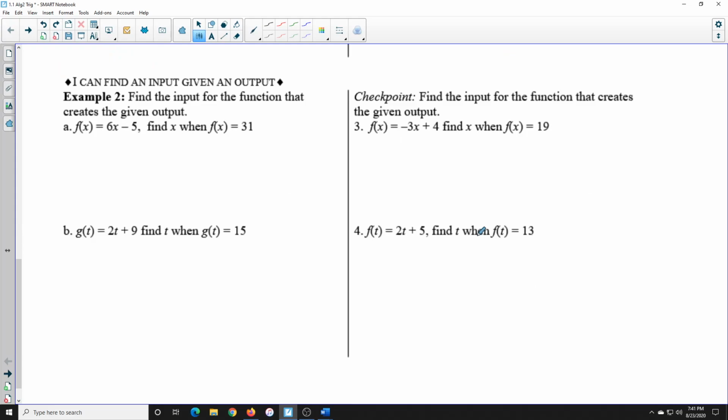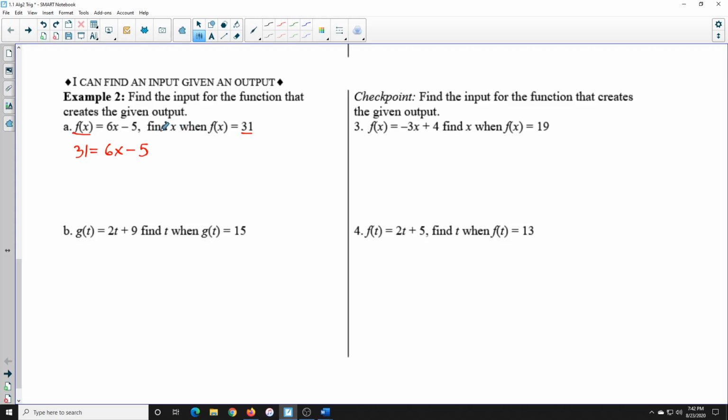Moving down to example 2. So we are finding the input now when we have a given output. So they're giving us a y value, and we are finding the x value. So we're plugging this 31 right here. That says it's equivalent to f of x. So what we're doing is we're replacing our f of x with 31. So our y is getting replaced. So 31 goes in that spot, and then we just have the function 6x minus 5.